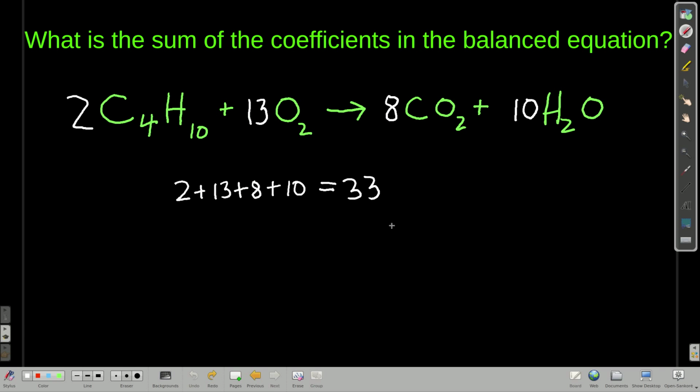On multiple choice tests, sometimes I ask questions about balancing this way. I say, when this equation is balanced, what is the sum of the coefficients in the balanced equation? So here's our balanced equation that we just figured out. And the answer to this question on a multiple choice test would be 2 plus 13 plus 8 plus 10 is 33. Watch out. One thing that people sometimes do is if there's a 1, we don't write it, but they forget to add that 1 in. Watch out for the 1s.